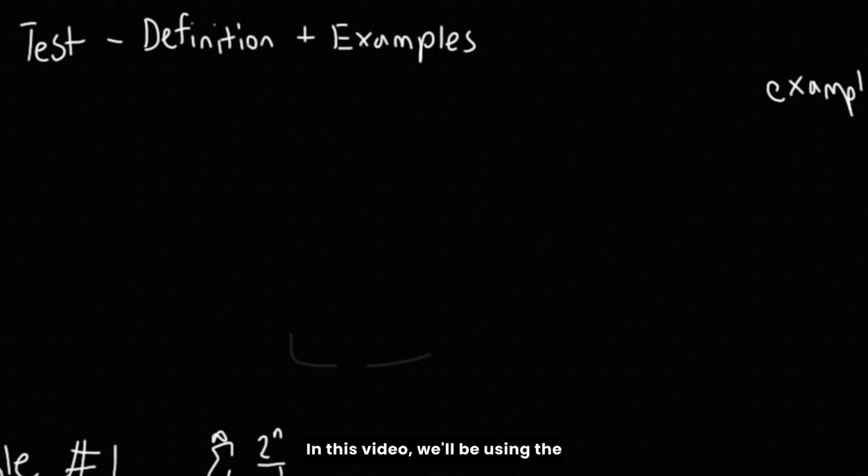In this video, we'll be using the ratio test as another test of convergence. So the first question people ask is when to use the ratio test. The ratio test is very useful when you have exponents that normally wouldn't be used in other tests, or if you have factorials. Factorials are a huge part of the ratio test.